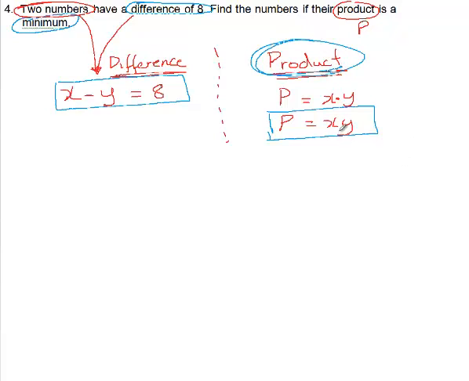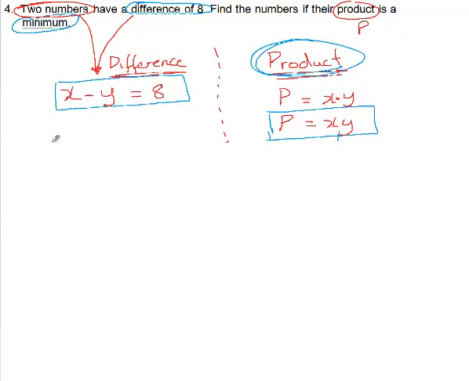Now, as you notice, we have two variables, right? And we don't want two variables, do we? What do we want? Okay, we want one variable, so we can work with this. So how do we do it? We use the other equation to substitute in. So we're going to use the difference equation and substitute it into the product.